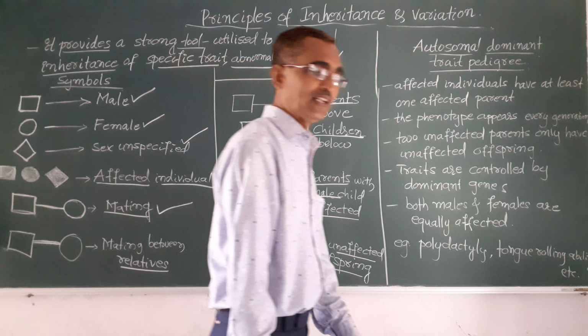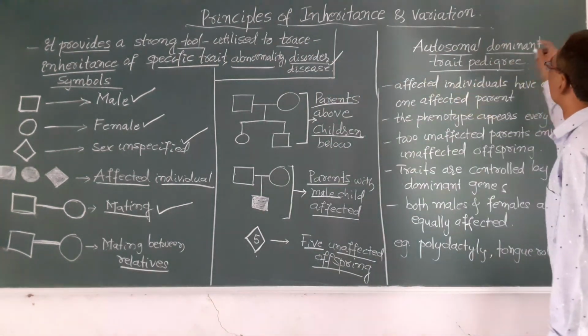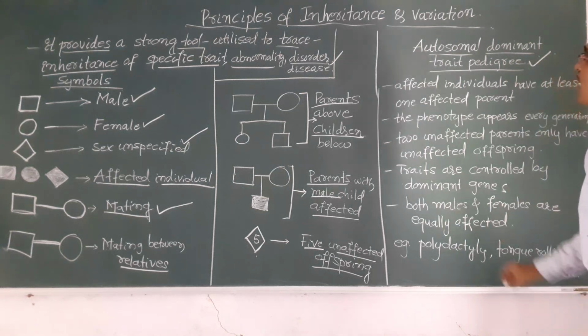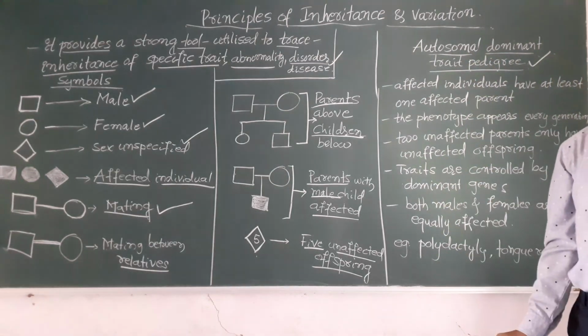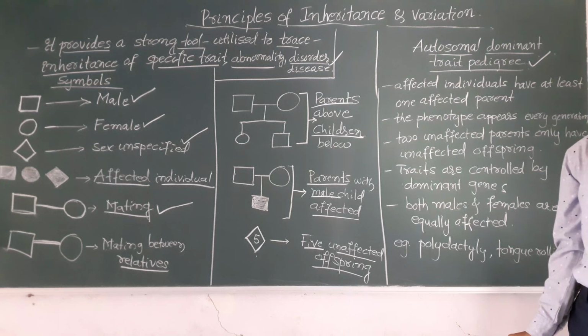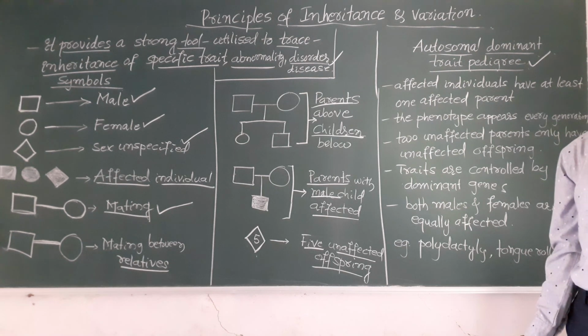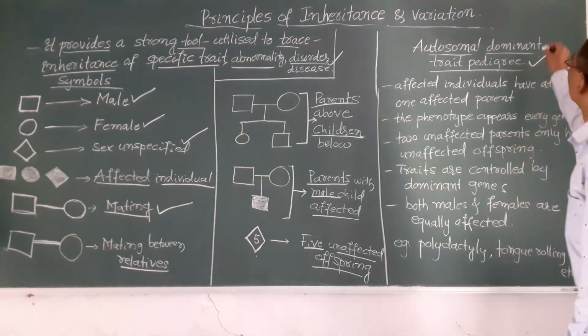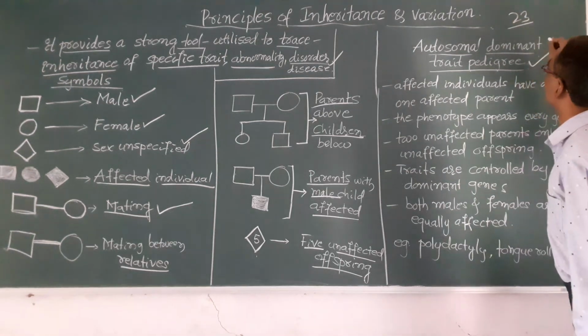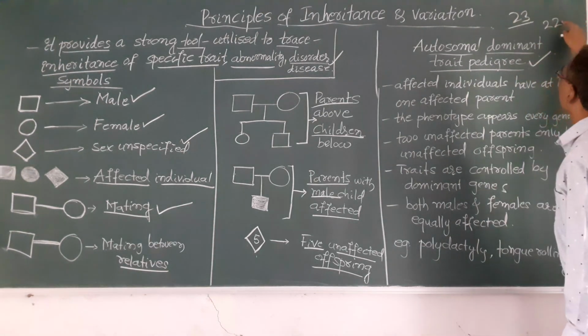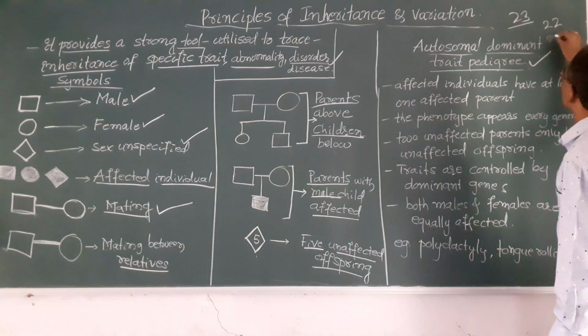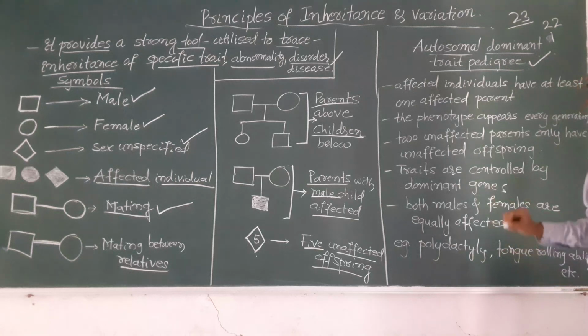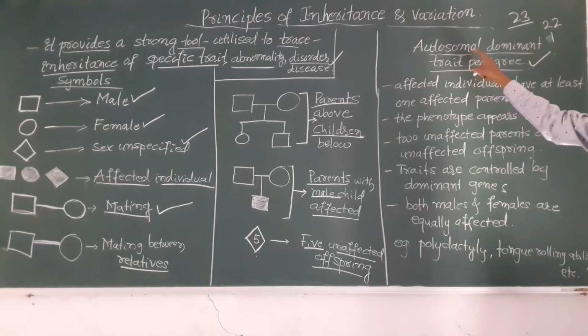Next, autosomal dominant trait pedigree. We have 2 types of chromosomes, autosomes and allosomes. Allosomes are sex related, that is X and Y. In human beings there are 23 pairs of chromosomes, out of which 22 pairs are autosomes and 1 pair are sex chromosomes. So: autosomes, and sex chromosomes, allosomes. Now the autosomal dominant trait pedigree.